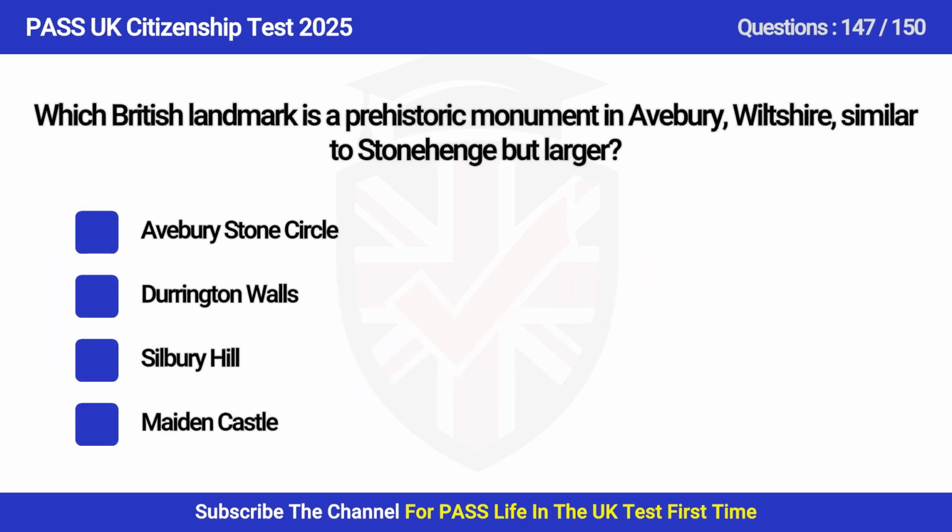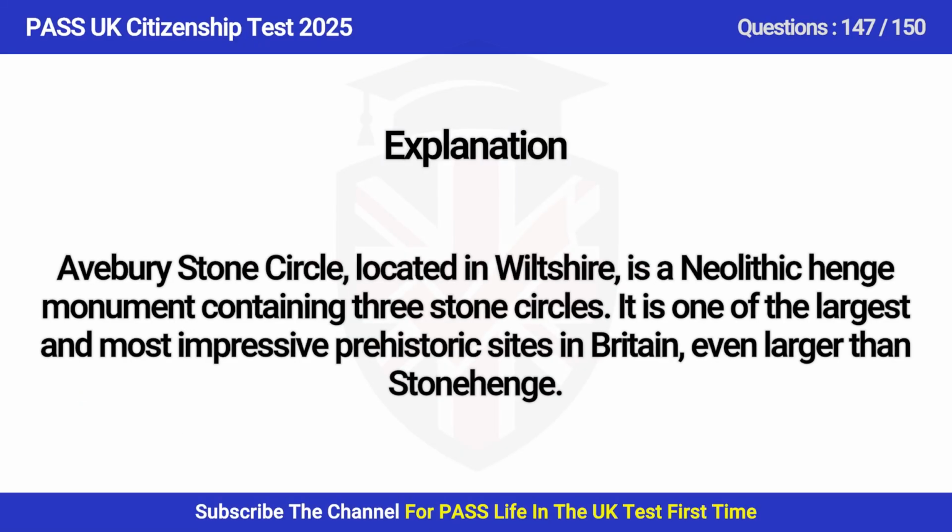Question 147. Which British landmark is a prehistoric monument in Avebury, Wiltshire, similar to Stonehenge but larger? A. Avebury Stone Circle. B. Walls. C. Hill. D. Maiden Castle. Answer is A. Avebury Stone Circle. Avebury Stone Circle in Wiltshire is a Neolithic henge monument containing 3 stone circles. It is one of the largest and most impressive prehistoric sites in Britain, even larger than Stonehenge.